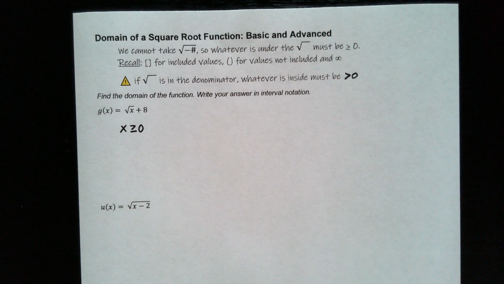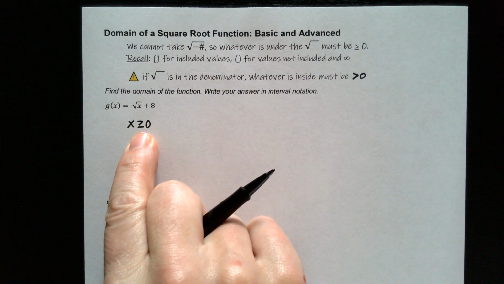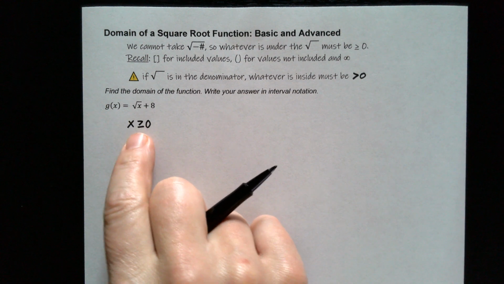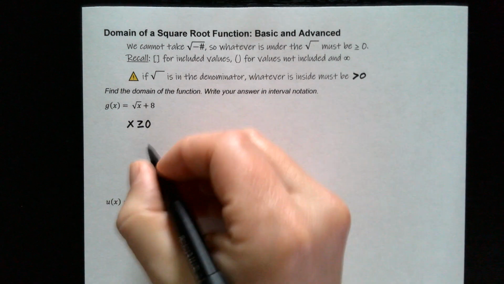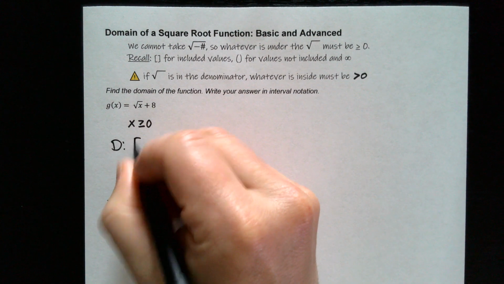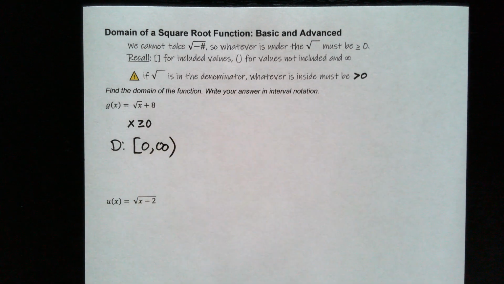If we have to write our answers in interval notation, remember that this is equal to, which means it's going to be a bracket, and that's where we're starting because it's bigger than or equal to 0. So we start with 0 with a bracket, and it keeps going forever until it gets out to infinity, but we use a parenthesis because you can't actually get to infinity. So that's the domain of the first problem.